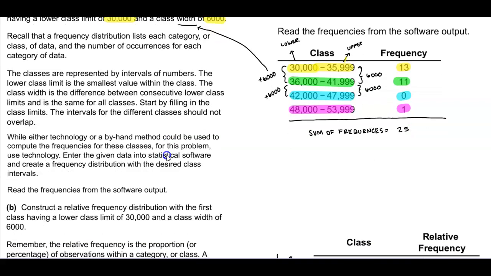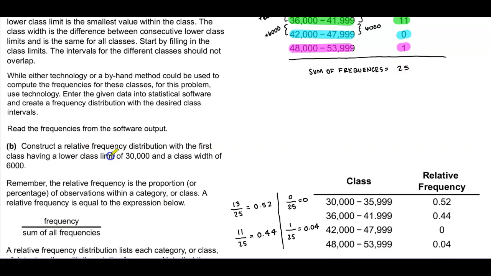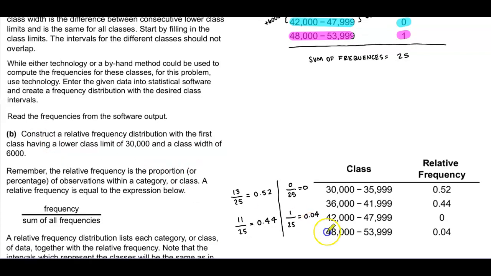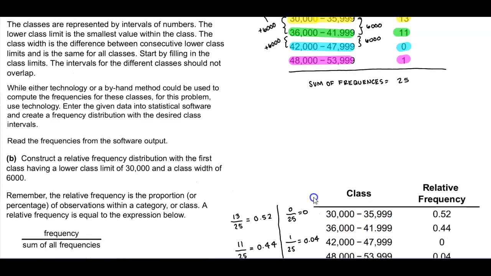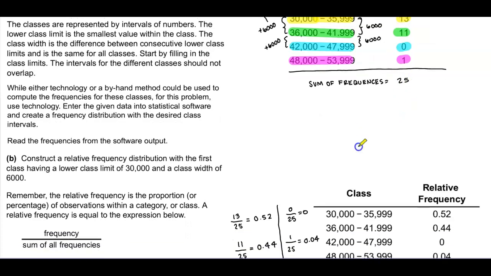Okay? Now, for part B, we want to construct a relative frequency distribution with the first class having a lower class limit of 30,000 and a class width of 6,000. So again, we're going to have the same class size. But now we want to figure out what the relative frequency distribution is. So we need to find the sum of the frequencies. When we add these all together, 13 plus 11 plus 0 plus 1, we get the sum of 25.